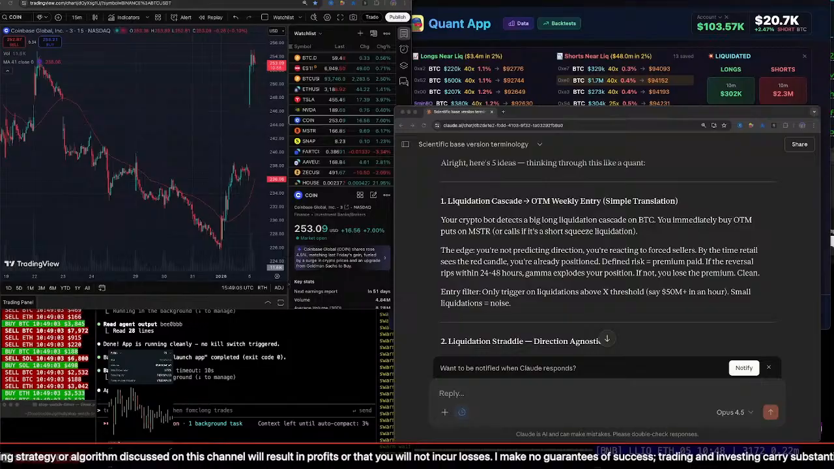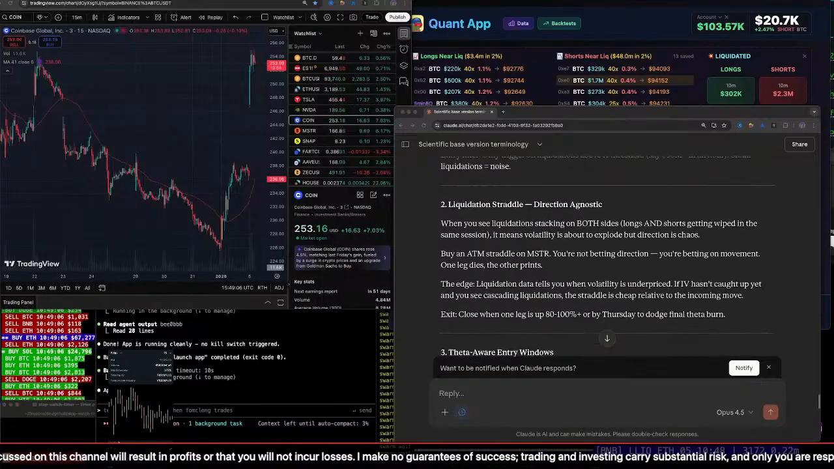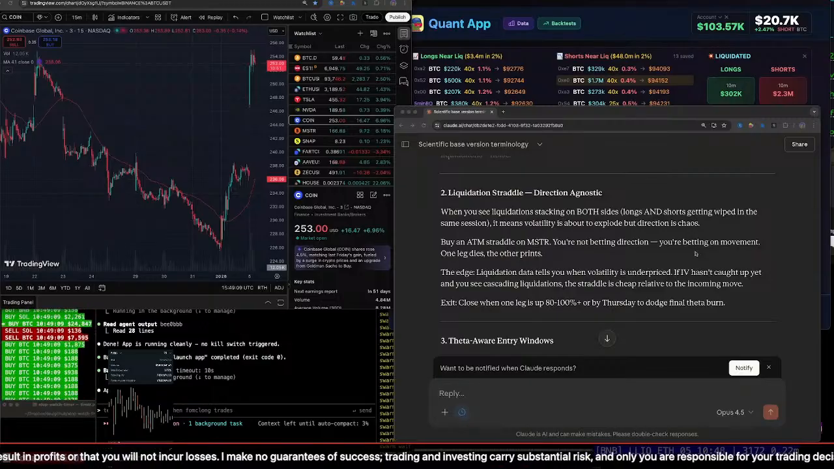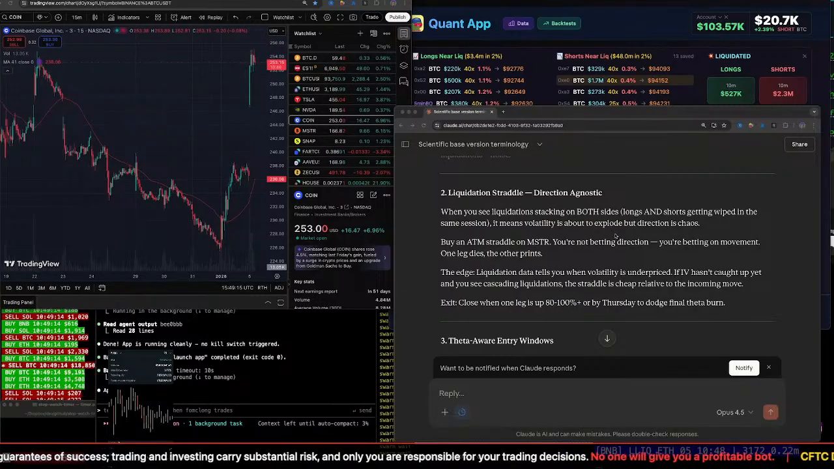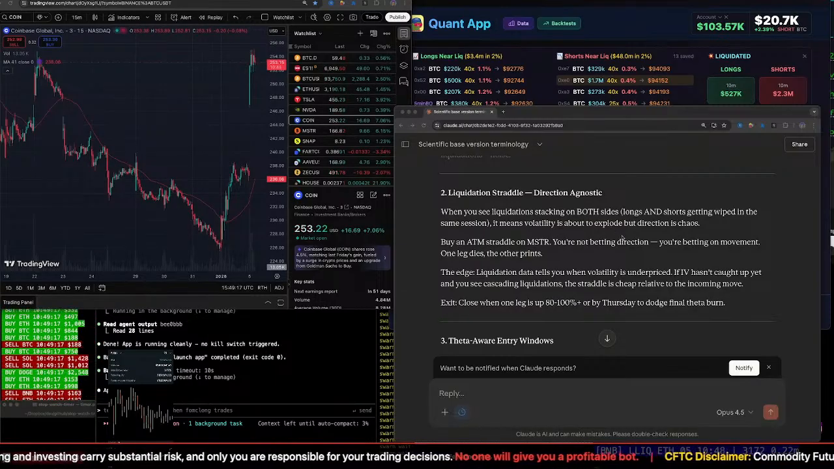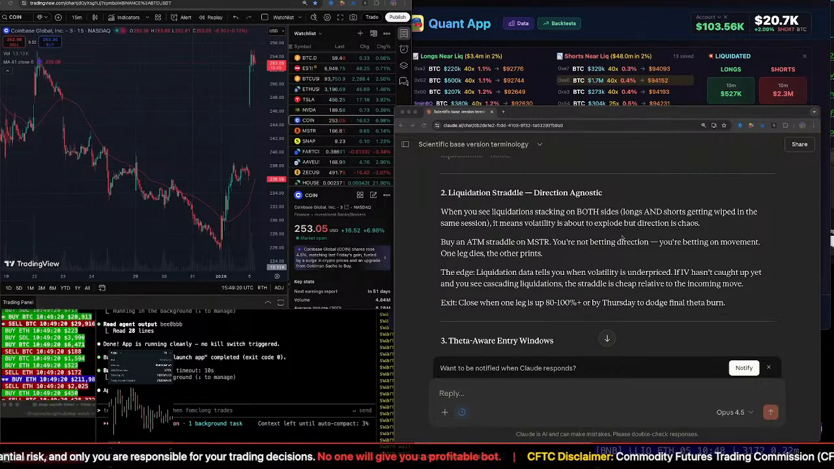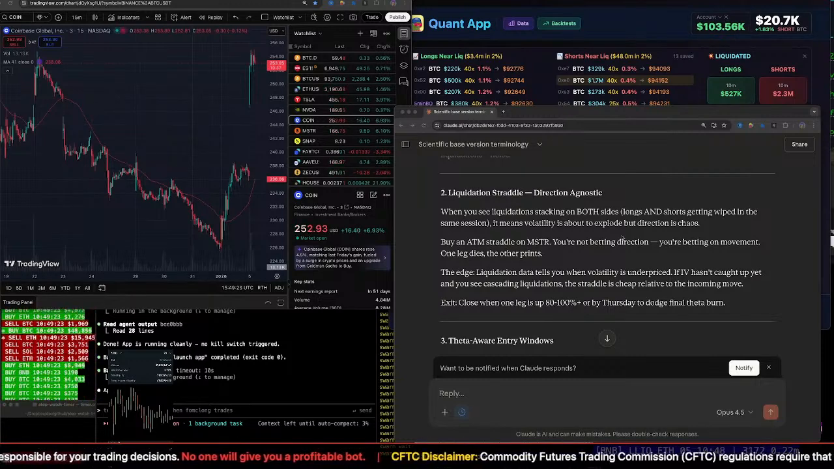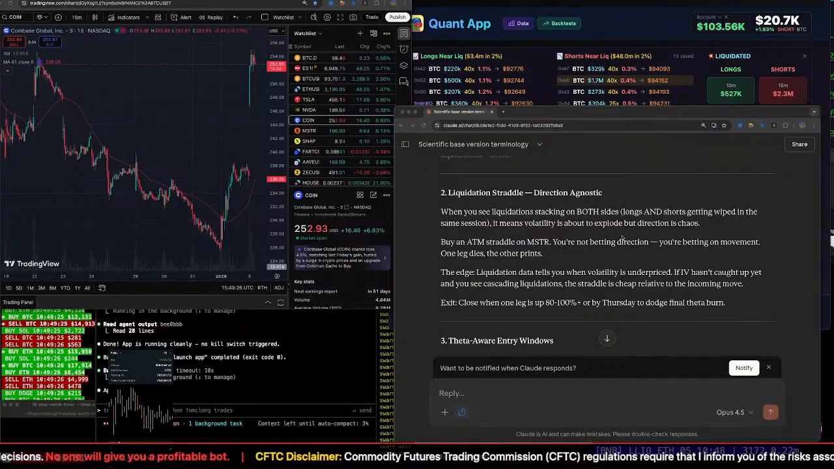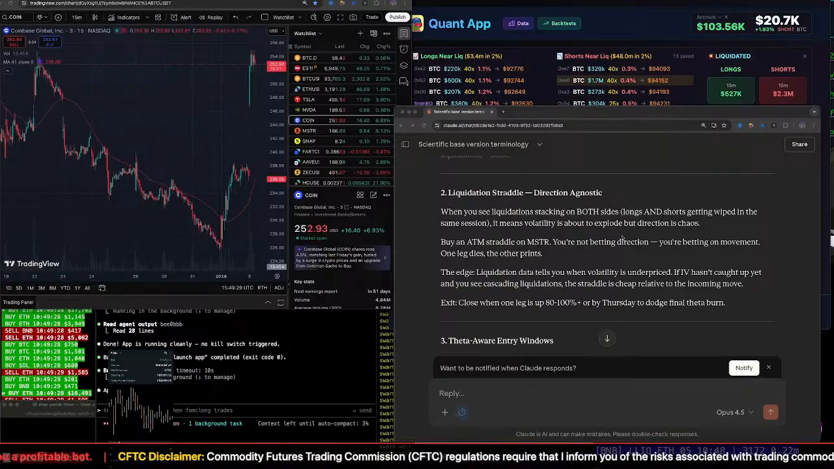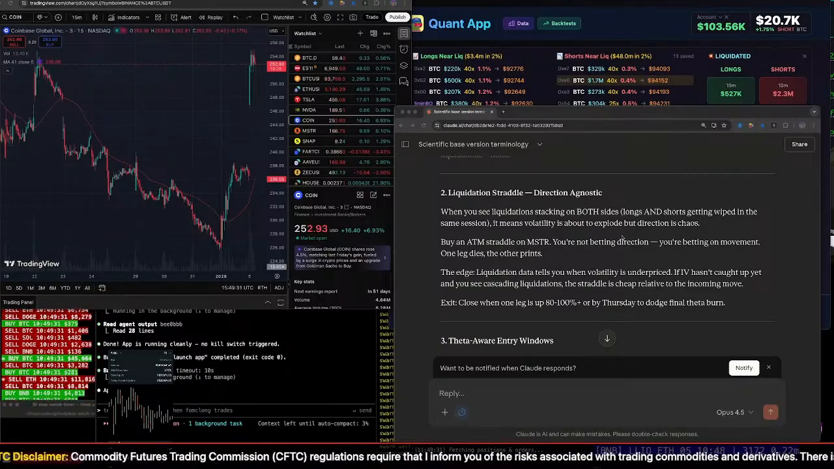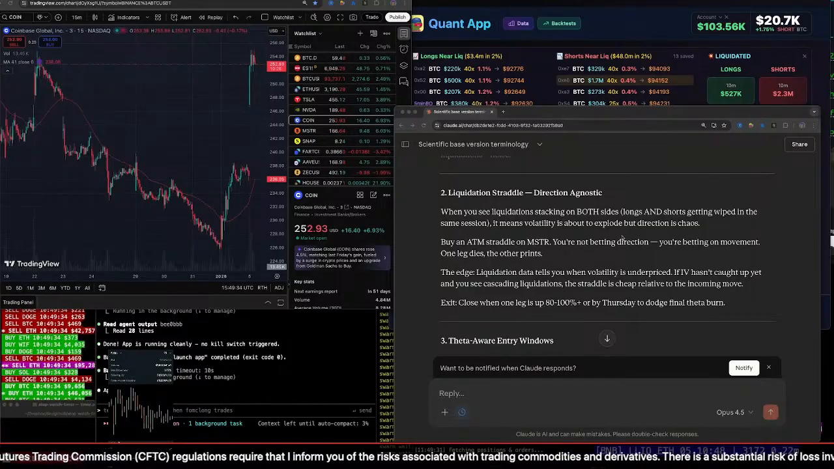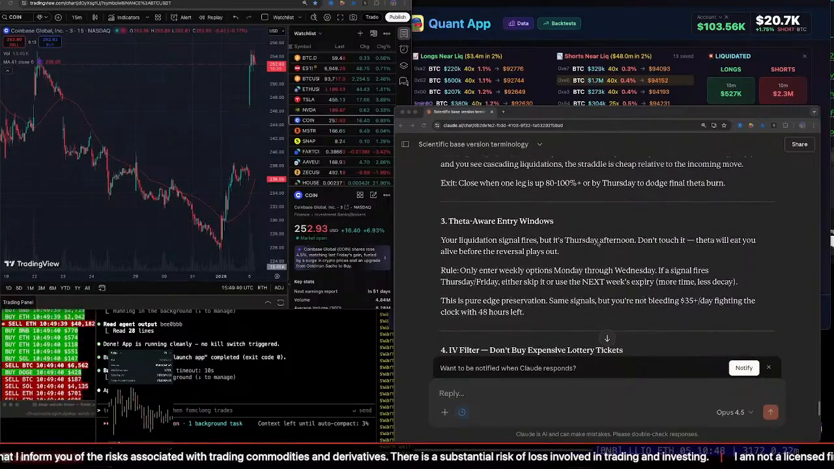Okay, what else? Liquidation straddle, direction agnostic. When you see liquidation stacking on both sides, longs and shorts getting wiped out in the same session, it means volatility is about to explode, but direction is chaos. You're not betting direction, you're betting on movement. One leg dies, the other prints. The edge: liquidation data tells you when volatility is underpriced. This is solid, but I feel like I'm gonna start as a degen, just naked.